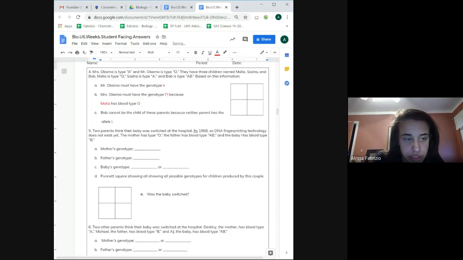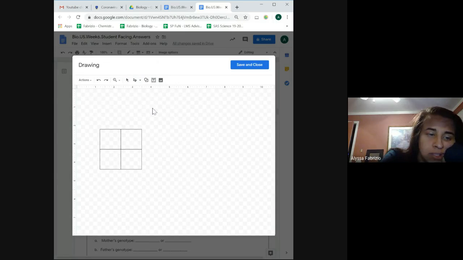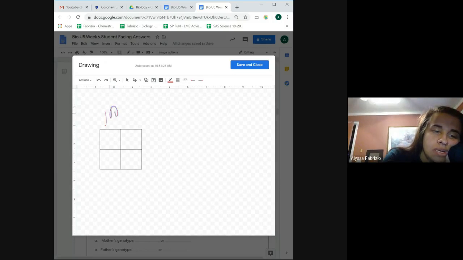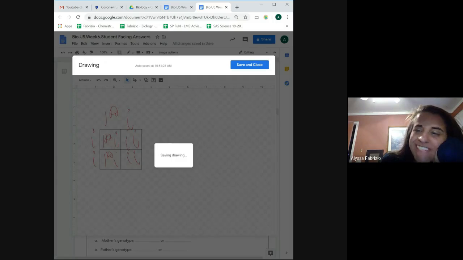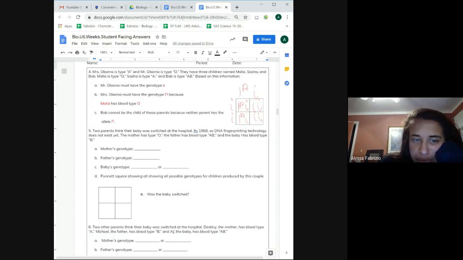I superscript B. And then we can show this by crossing what our parents would look like. So Mrs. Obama has blood type I A, lowercase i, and Mr. Obama has lowercase i, lowercase i. Sorry, that's so messy, but hopefully you get the gist of it. So yeah, this should check out.